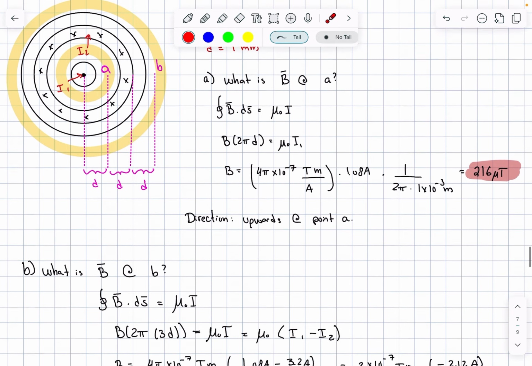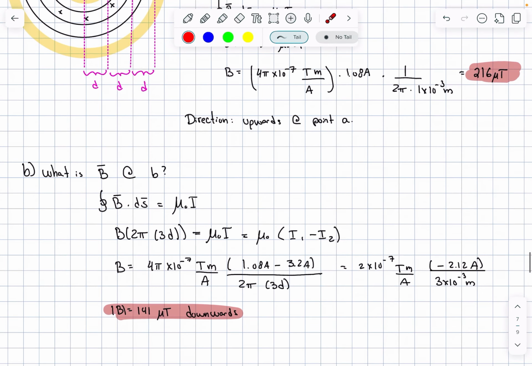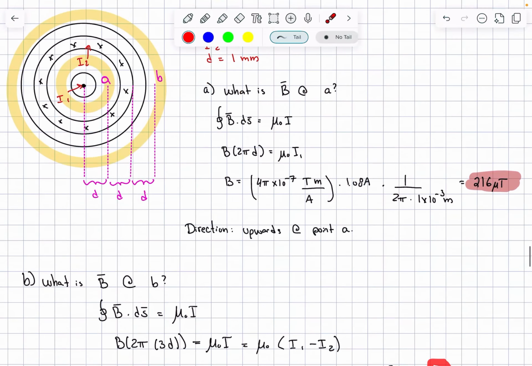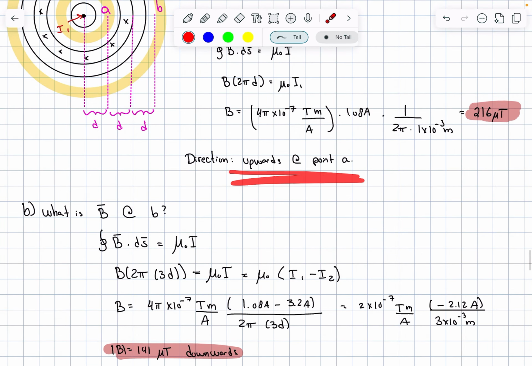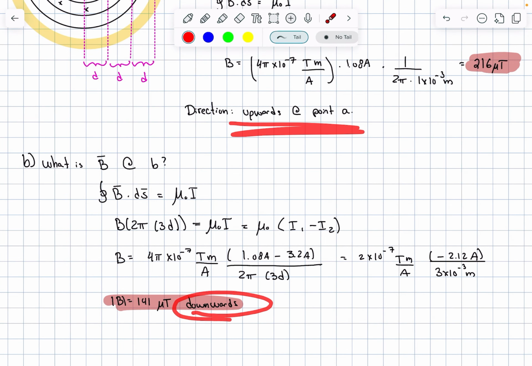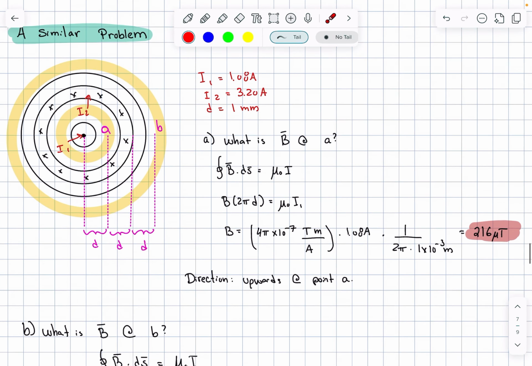Where is it pointing? Here, what we actually get is a negative sign. So we know that it should either be pointing straight up or straight down, depending on which one wins. By that I mean, is the negative current winning or is the positive current winning? Because we have this negative sign, we know it's going to be opposite compared to point A. So that means it's going to be pointing downwards. And that is it for this problem.